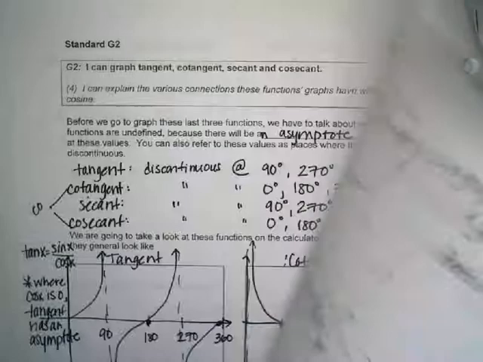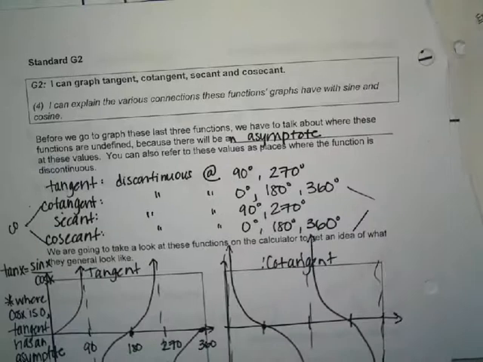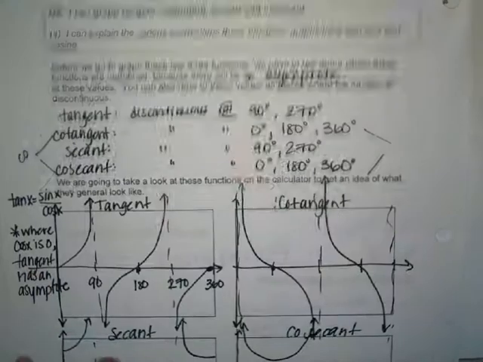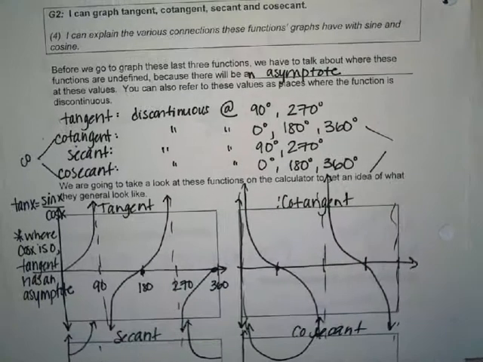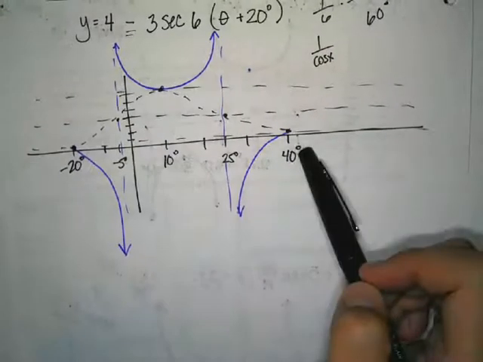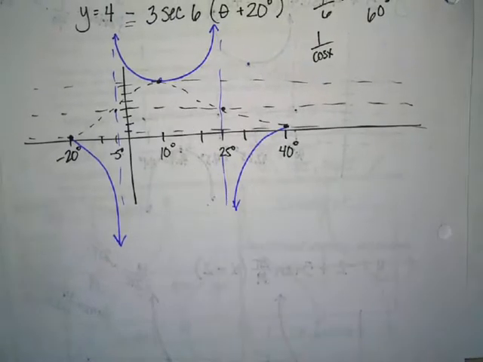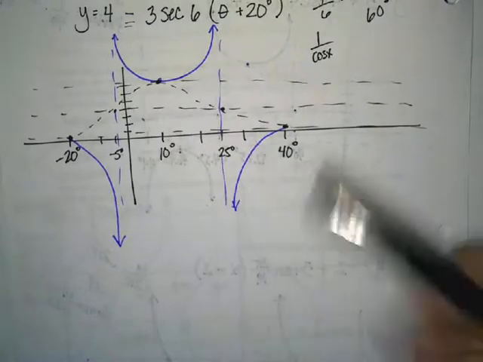I forgot to do it before. I can explain the various connections these functions' graphs have with sine and cosine. These are some of the connections here, but it's getting across the fact that these are reciprocals. So whatever's true about your original function, if you do the opposite of that, then that's true of your reciprocal function, secant, cosecant, or cotangent.